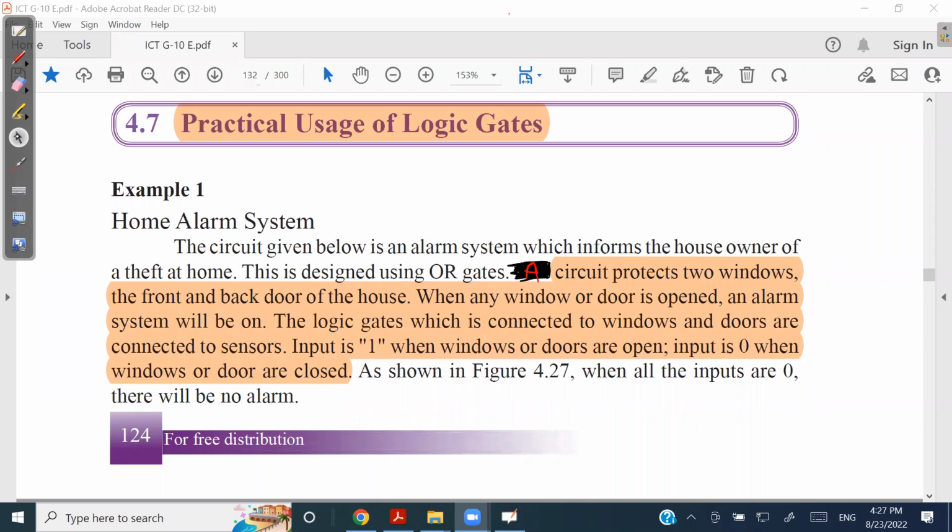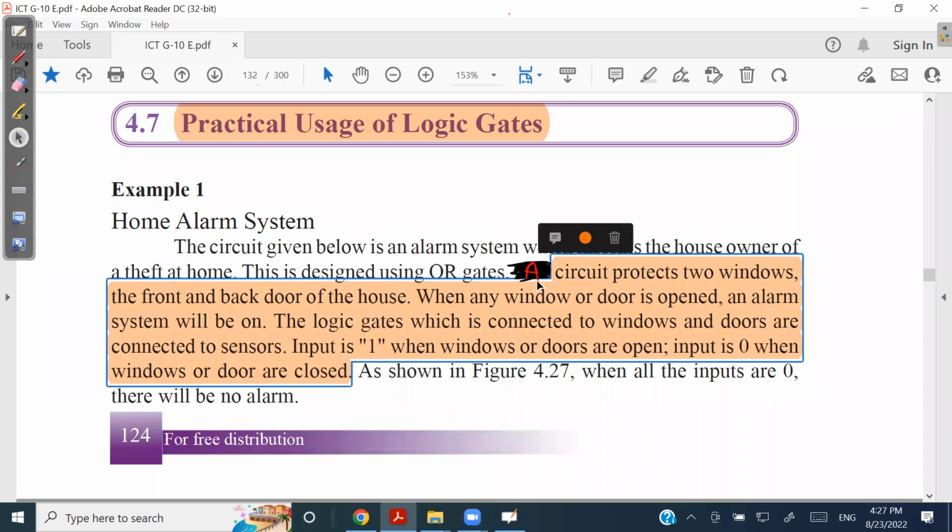So we wrote the heading practical usage of logic gates, and we wrote one sentence. Sir, I wrote, let's consider following scenario in creation of logic circuits. Great. Then you only have to write the scenario, the one that I have highlighted here. So you better start it with the letter A. A circuit protects two windows, likewise. So write down the highlighted part. That's all.